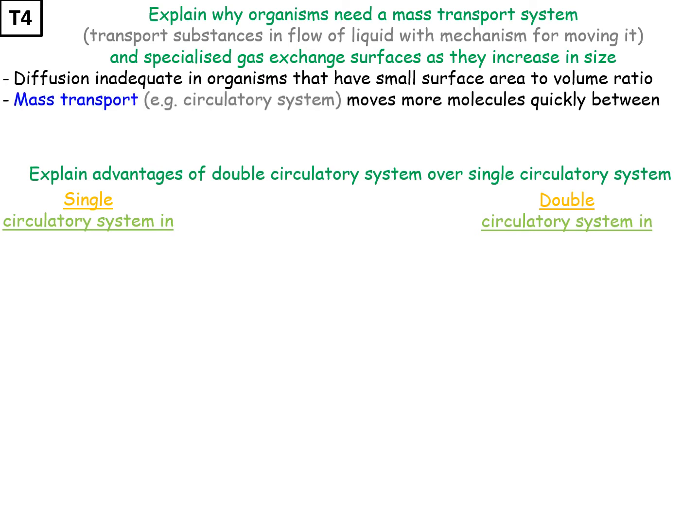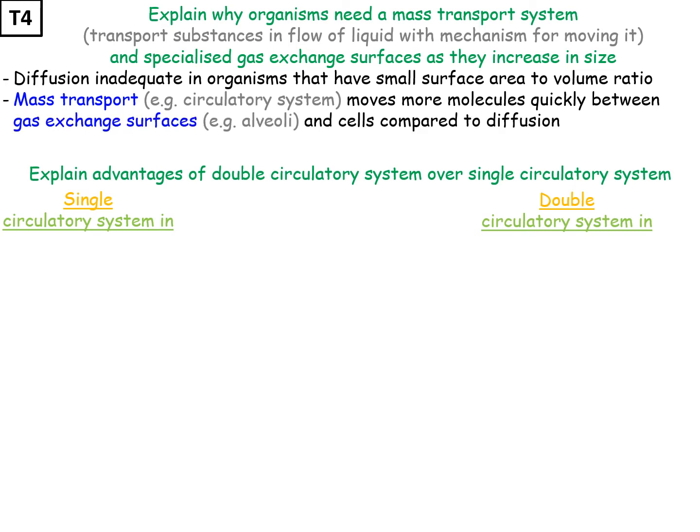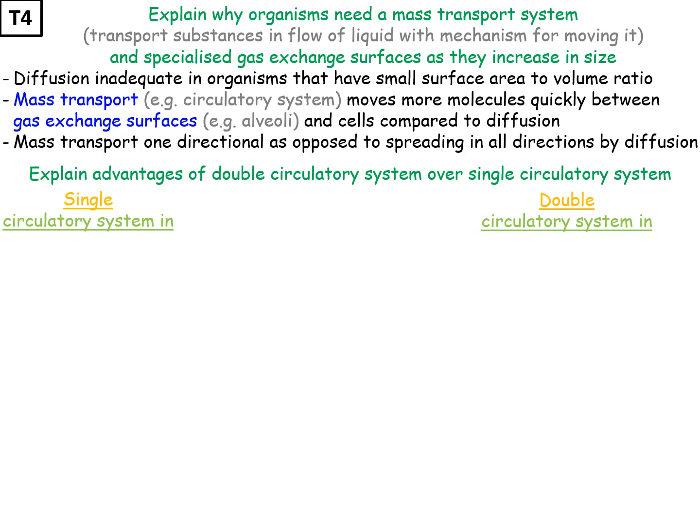Therefore, a mass transport system, such as a circulatory system, can move the molecules quickly between the gas exchange surfaces, such as an alveoli, and cells in comparison to diffusion. The mass transport is one directional as opposed to spreading in all directions by diffusion.